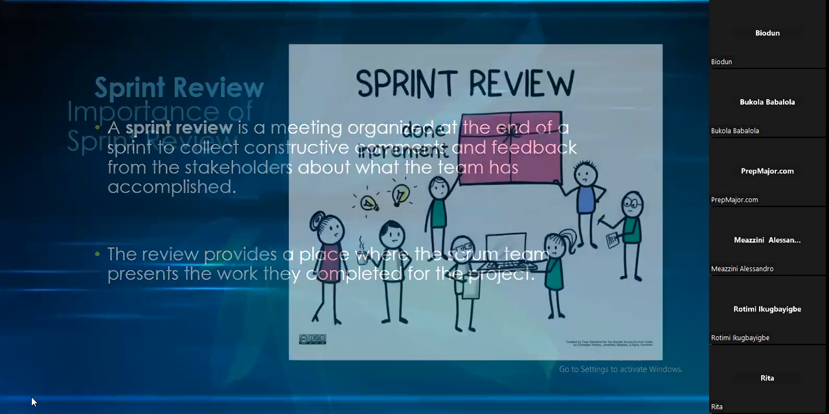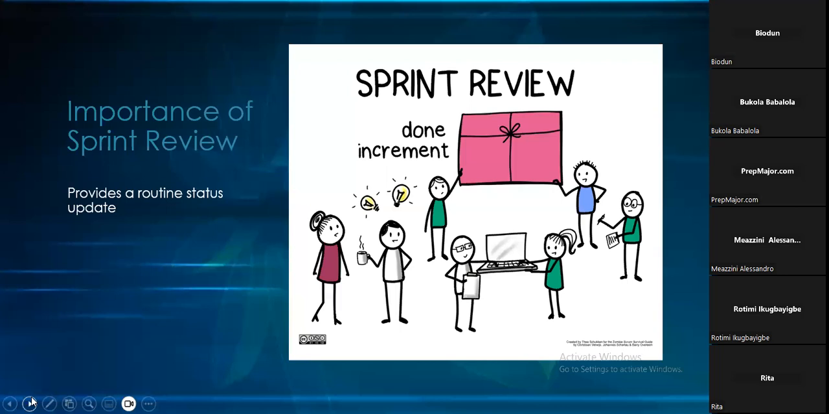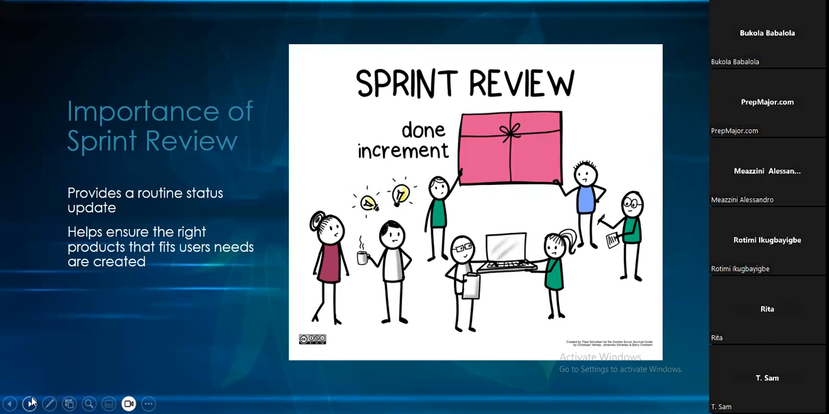So, importance of sprint review. It provides a routine status update. It helps ensure the right products that fit the customer needs are created. The customer's needs are our focus. It also helps to inspect the outcome of the sprint. So inspection is also done in sprint review. The stakeholders are inspecting what you have done, and then you go back and adapt to what has been inspected. You see why I needed to speak about empiricism.